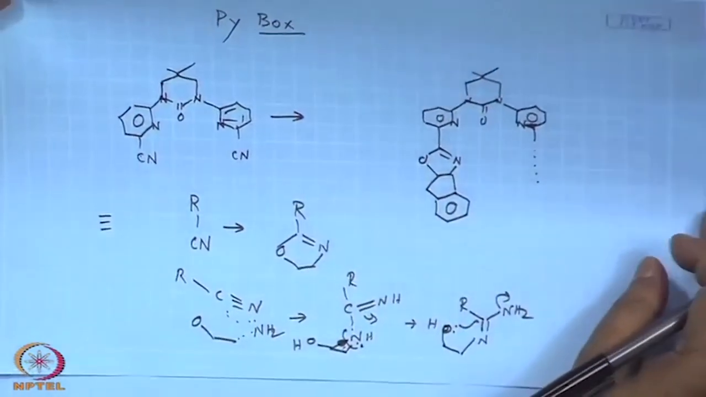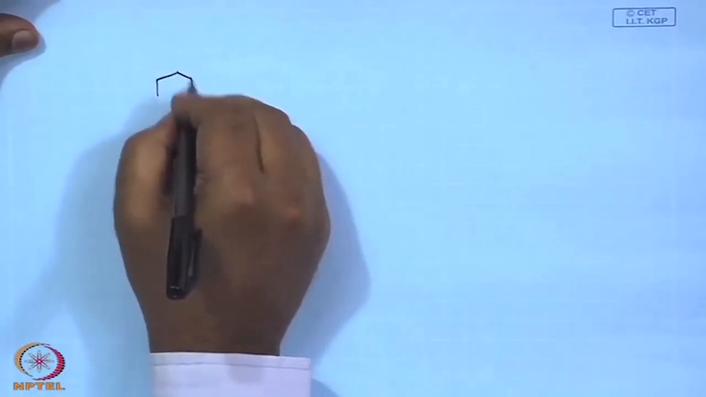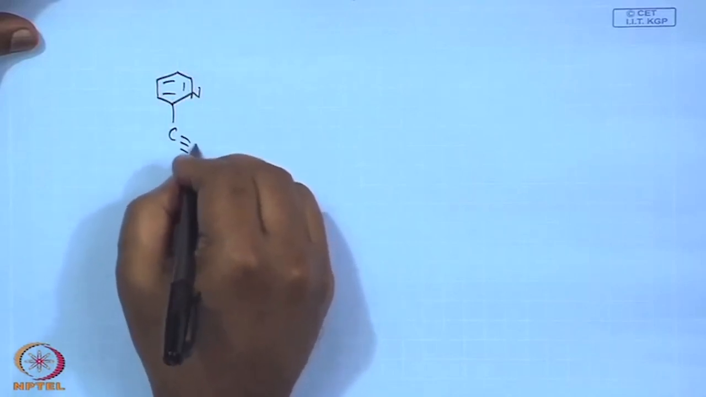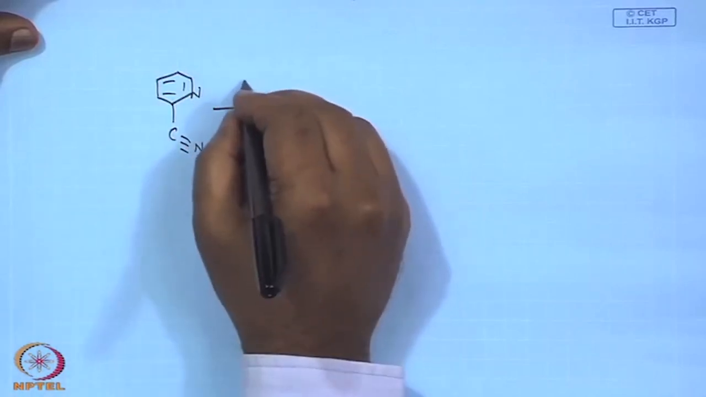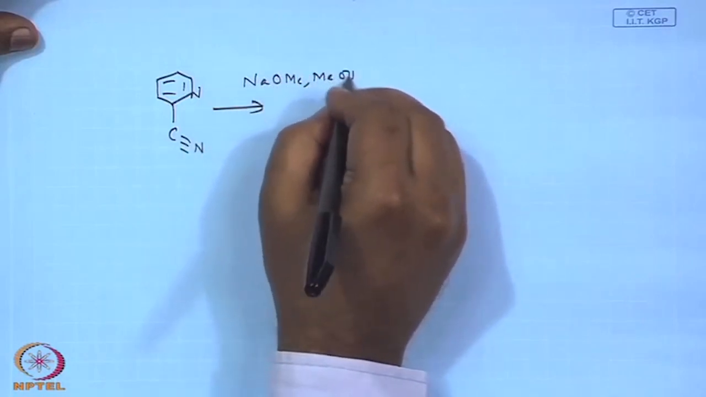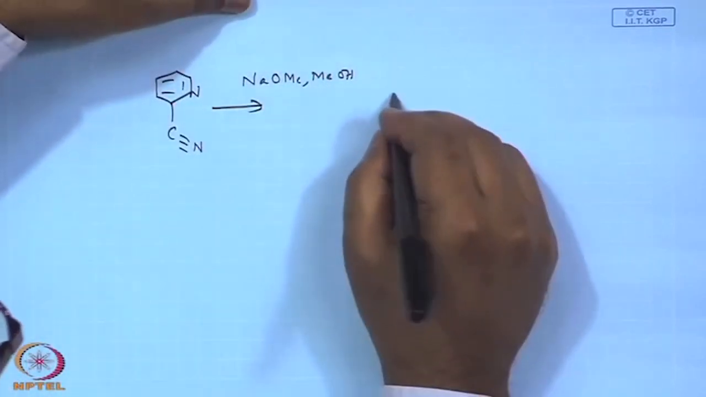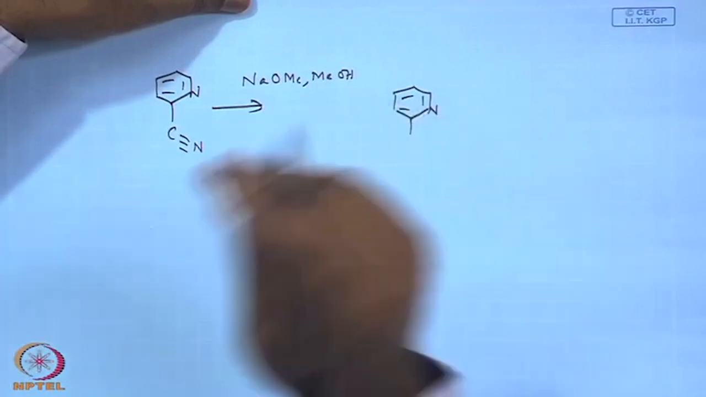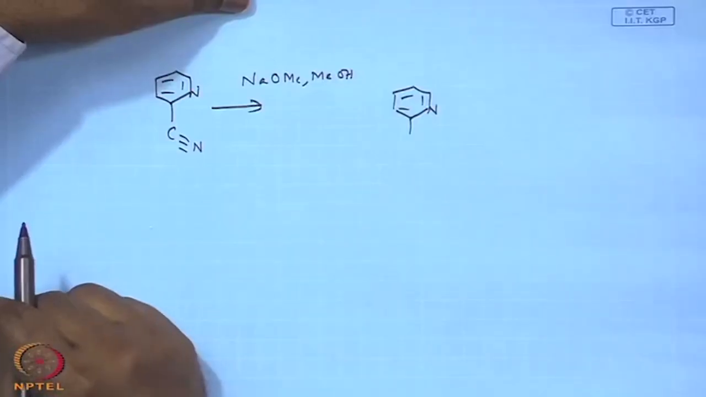Now, let us see the actual answer. The actual answer is like this. So, they had this pyridine unit, cyanide, and then they did a reaction. Often we do not study it, but it is a very useful reaction, by the way, very useful reaction. And it also refreshes your memory on pyridine chemistry. So, what is this product here?